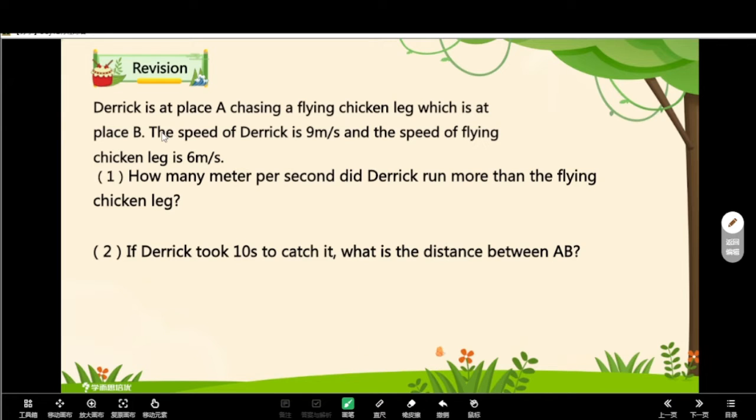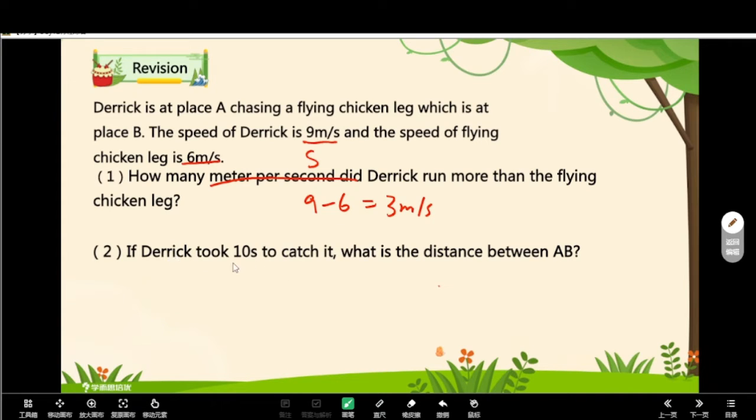Derek is at place A chasing a flying chicken leg which is at place B. The speed of Derek is 9 meters per second and the speed of the flying chicken leg is 6 meters per second. So how many meters per second did Derek run more than the flying chicken leg? Can you tell me the answer directly? Yes, 9 minus 6, which equals 3 meters per second, because this is asking about meters per second, which is asking about the speed. This is the difference of speed between Derek and the flying chicken leg, right? 3 meters per second. Okay, then let's move on to the second question.